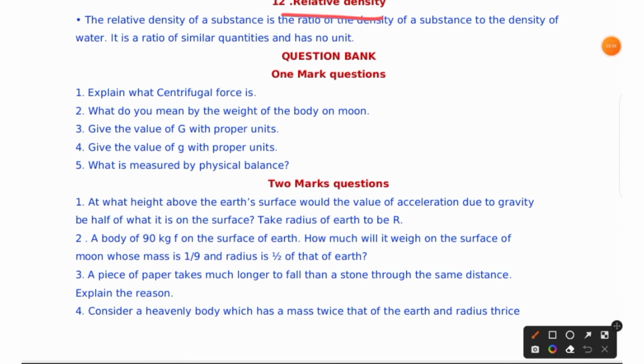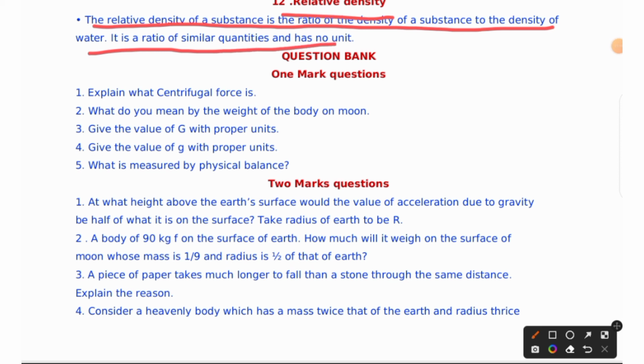Relative density. The relative density of a substance is the ratio of the density of a substance to the density of water. It is a ratio of similar quantities and has no unit. There are some important questions for the practice.